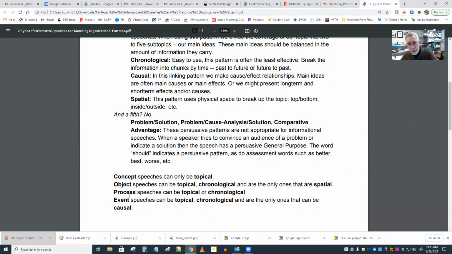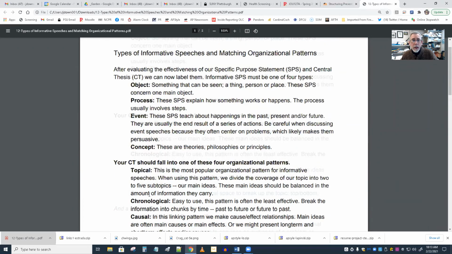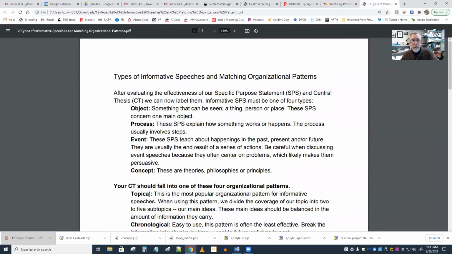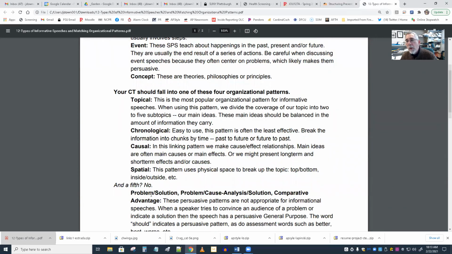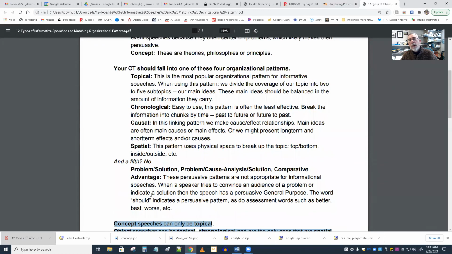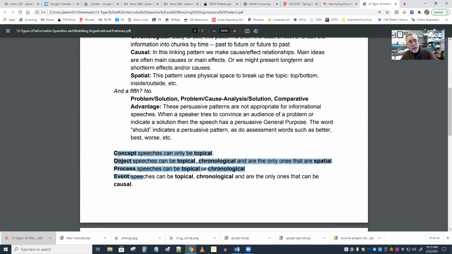Chronological is pretty easy to use. It's things that build up to something else in order over time. Causal: one thing links to another, a cause and effect. And it's fine to discuss something that is a cause and effect, but we have to make sure we're not saying a problem and a solution, okay? And spatial is a little rarer, but it reflects objects, and it's when something is in actual physical space. We break things up in a physical space and talk about them. Again, not problem solution. And this will make more sense in a minute.